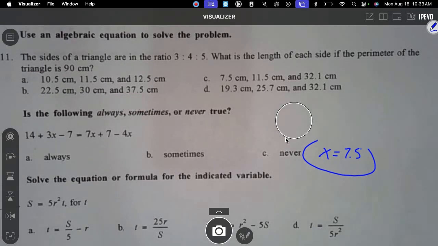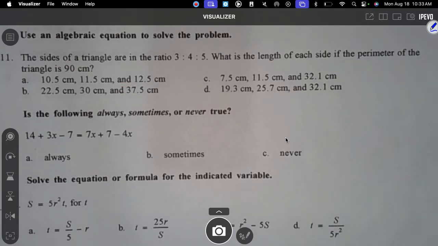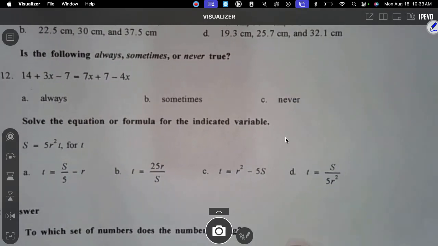So to get 12, you add all of them. Yep, you add 3 plus 4 plus 5. On your quiz, it is also a 3, 4, 5. Number 12 is not on there, but I do want to do this one.